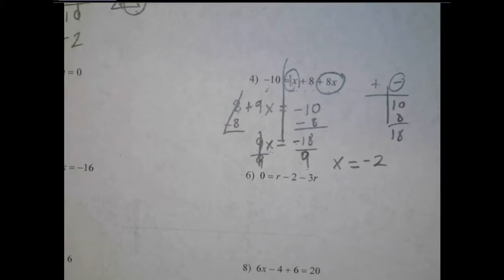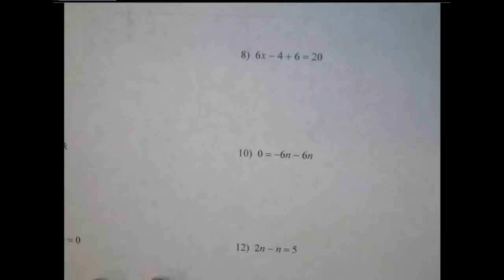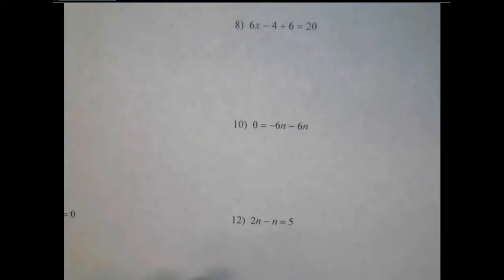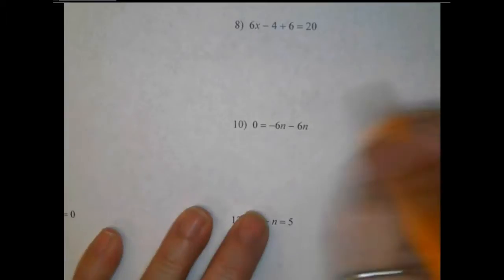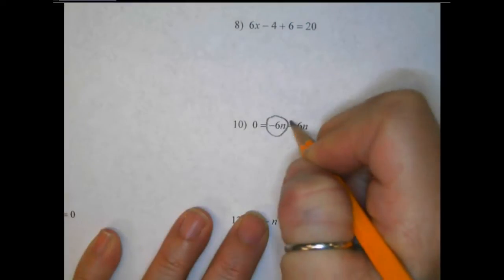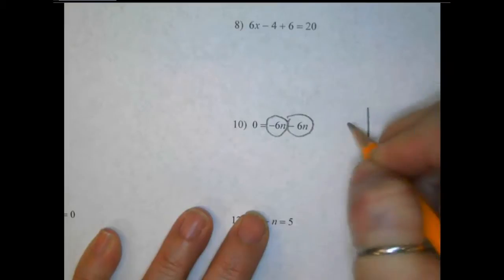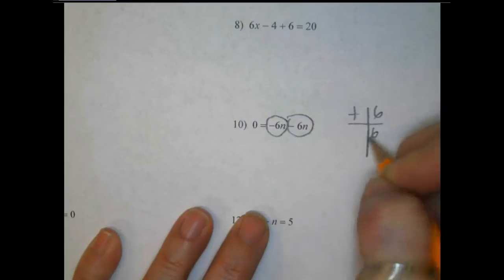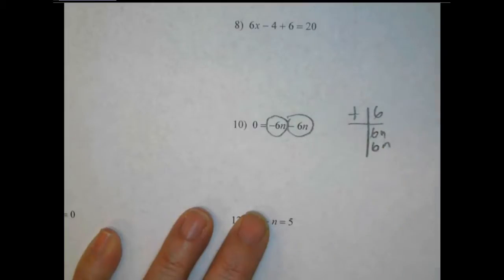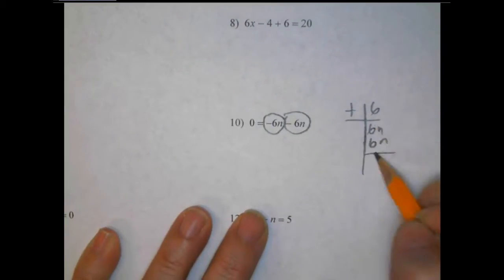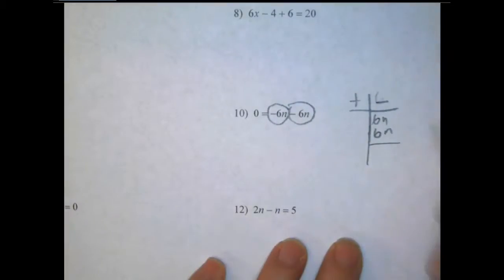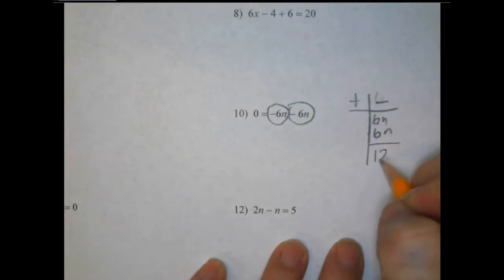Let's do number 10. Look at number 10. Do I have any like terms that I'm going to combine here? What am I combining? Negative 6n and negative 6n. So here's my column method. I've got a negative 6 and a negative 6 at my ends. That means I'm going to add them, right? I put a 6 where the minus sign goes. So 6 plus 6 is 12n.